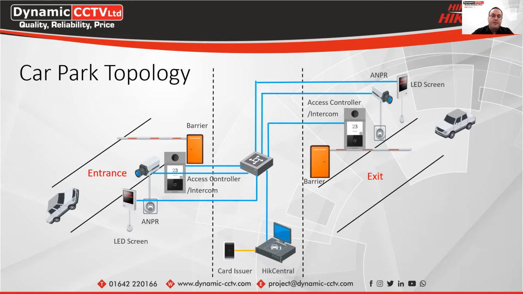The benefit of using the access controller or the intercom is that if a vehicle isn't known, they can use the intercom to call through to the control clients on HikCentral, and an operator can manually open the barrier. Or the operator can get a pop-up when a vehicle that isn't known to the system approaches the barrier, and they can manually open or close it if needs be.